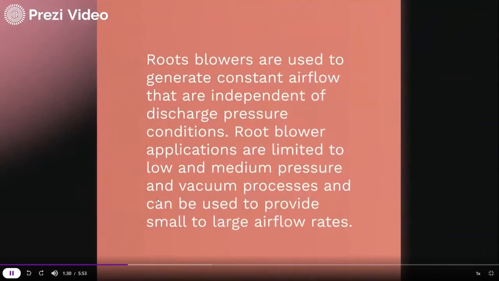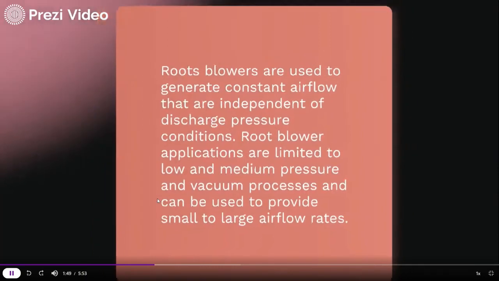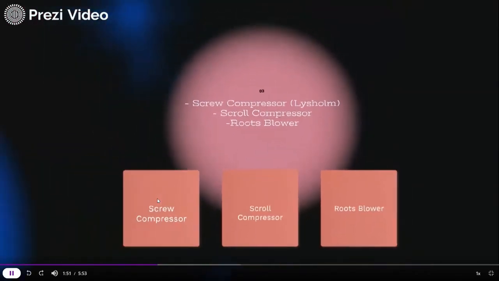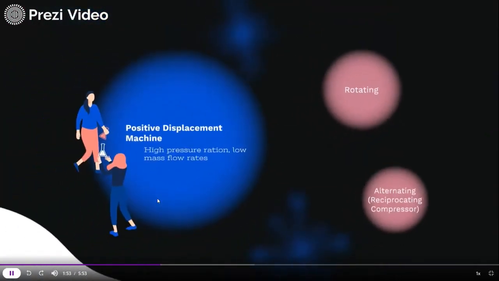Okay, next one is the roots blower, used to generate constant airflow that is independent of discharge pressure conditions. Roots blower applications are limited to low and medium pressure and vacuum processes and can be used to provide small to large air flows. Next type is the reciprocating compressor.